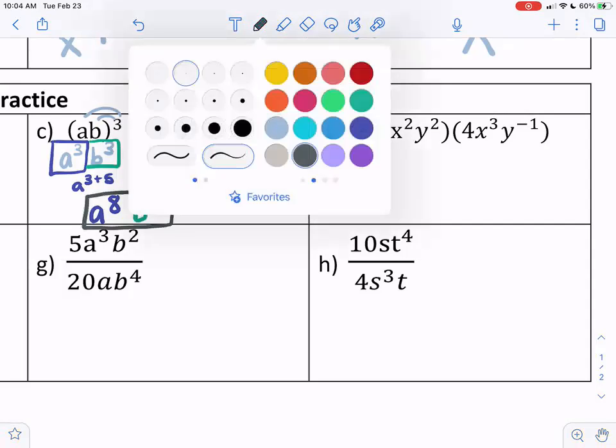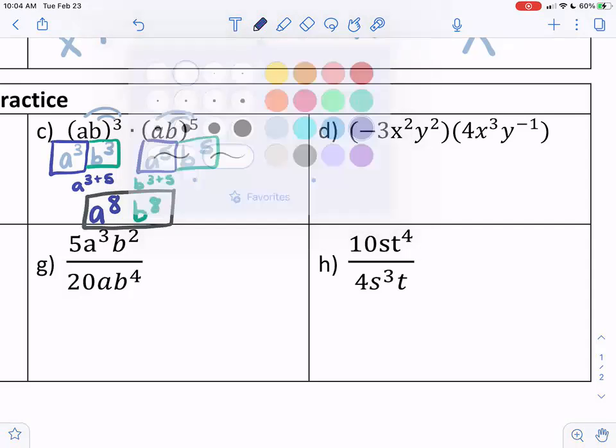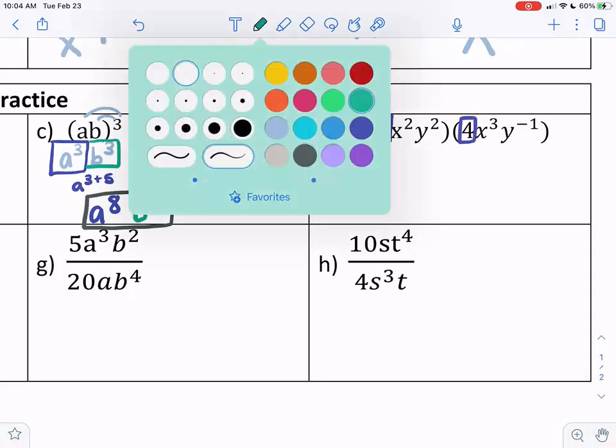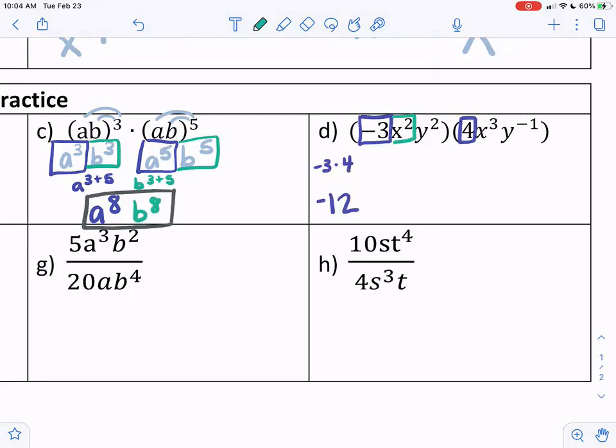All right, so the next one, we are going to multiply. I've got a -3 and a +4. -3 times +4 gives me -12 again. Let's talk about our x's. I've got an x squared and an x to the 3rd. So I'd write x to the 2 plus 3 because we're multiplying, to get x to the 5th.